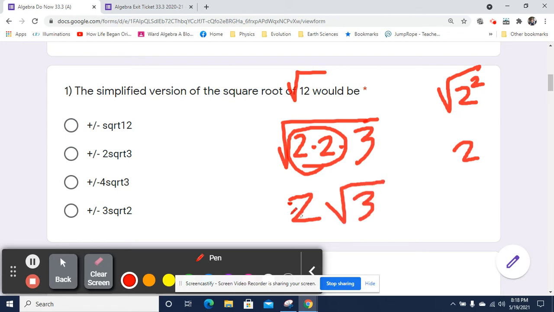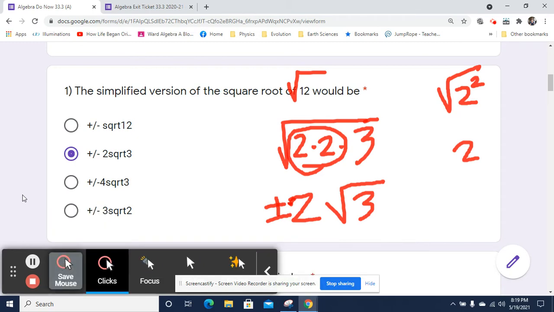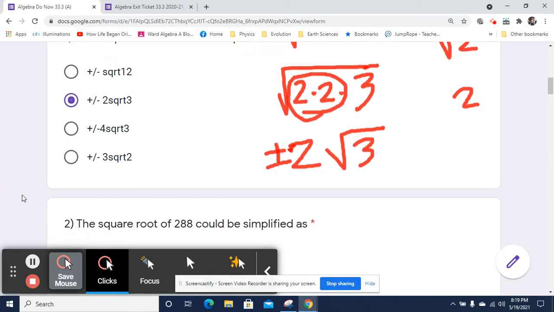And of course, there is a plus and minus version of a square root. Let me make that a little neater. It's plus or minus 2 square root of 3. And I know that's an annoying sort of structure, but it's just what we're stuck with for now. And there you go. Now let's keep going and see what else we've got.